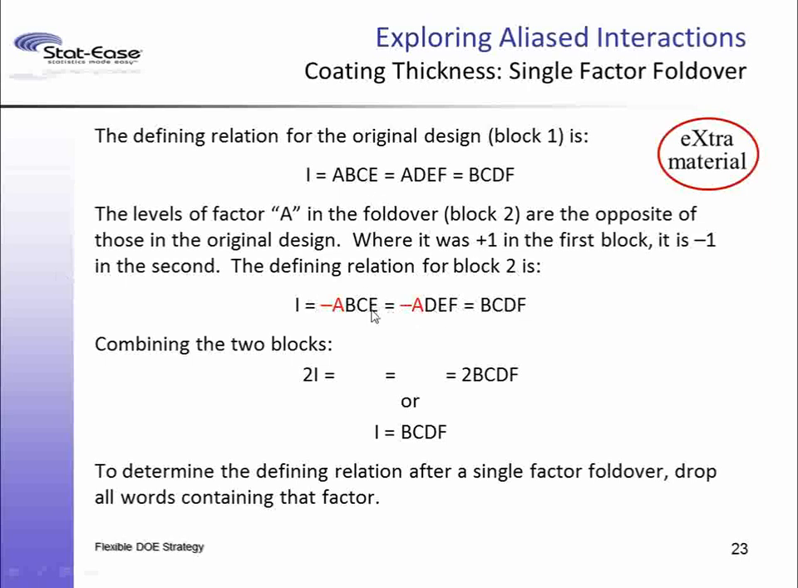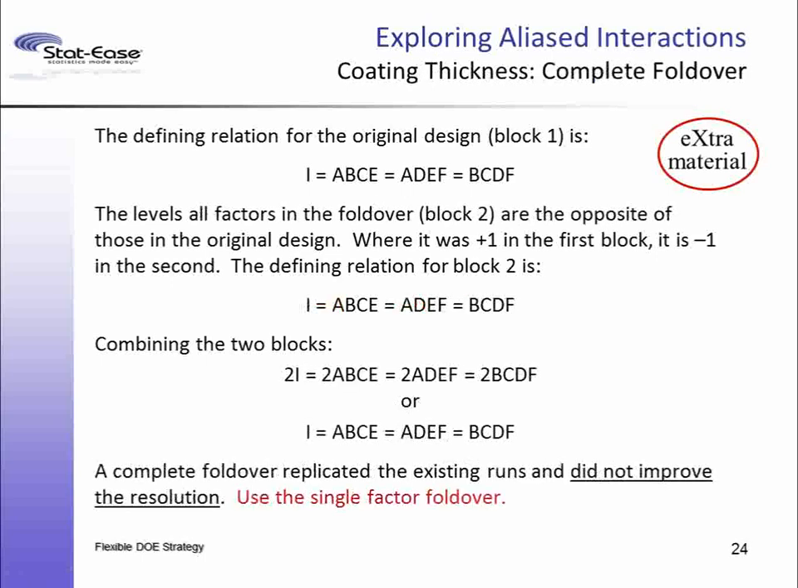So combining those 2 blocks together, analyzing them together, any of the words that have A in them drop out, and the final defining relation doesn't include factor A. That means A is going to be clear of aliasing. Also, the interactions with A are clear of aliasing. So AB, AC, AD, any of those 2-factor interactions. So that's kind of neat.